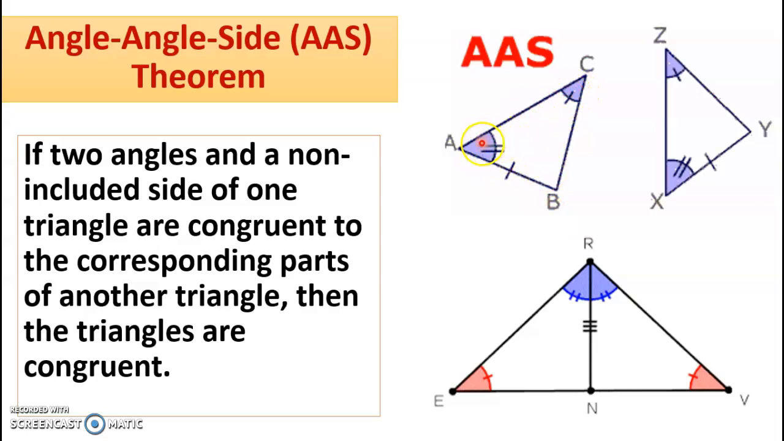The idea is that the sum of the three angles in a triangle is equal to 180. So when you already have two of them congruent, the third one must be congruent as well. But that alone does not create congruent triangles, because they could have the same angle measures and yet not be congruent. That's why I have to have at least one side that is congruent. So here you see we have two angles, and then we have the reflexive side, which is congruent. So angle, angle, side.